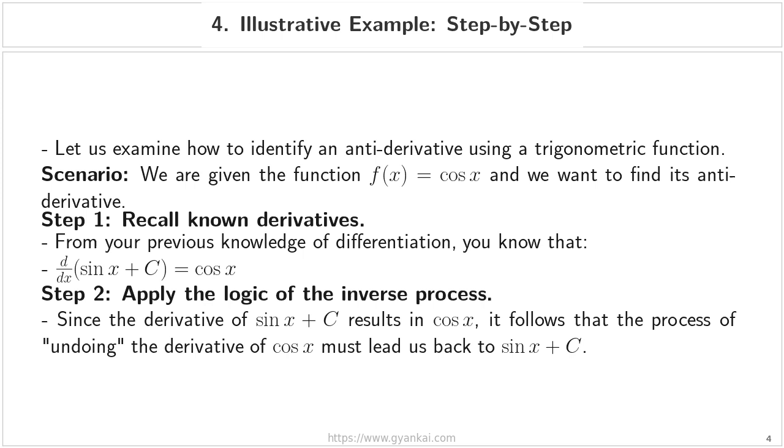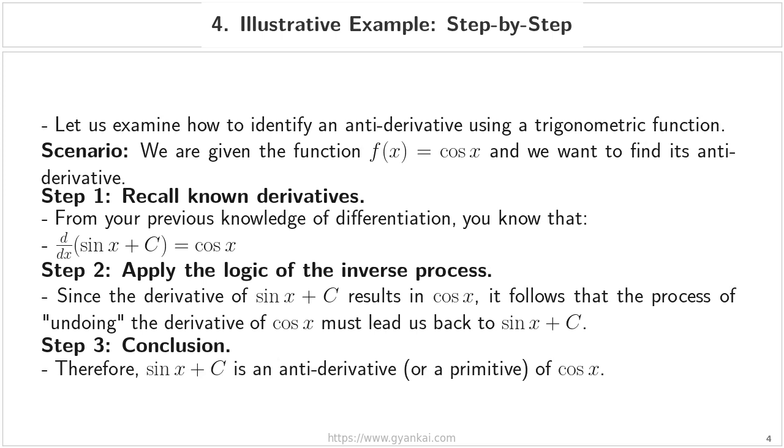Now for step 2, apply the logic of the inverse process. This is the crucial step where we connect differentiation and antidifferentiation. Since we know that the derivative of sine x plus c results in cosine x, it logically follows that the process of undoing the derivative of cosine x must lead us back to sine x plus c. Think of it like this. Differentiation takes you from the original function to its derivative, and antidifferentiation takes you back.